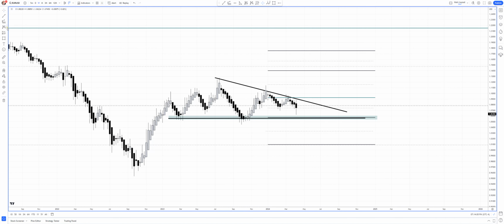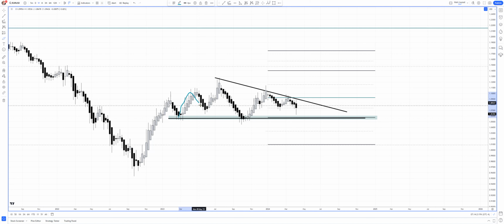See? So, are we going to break to the downside? I don't know. That remains to be seen. But I prefer to start looking for potential buying opportunities down here because of what I see on the 3 month chart.